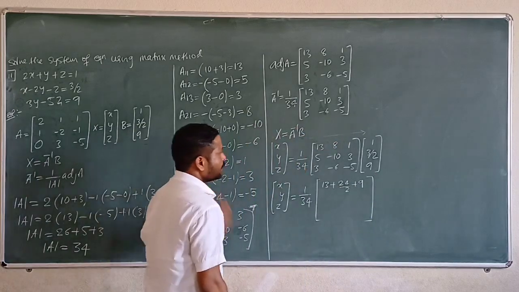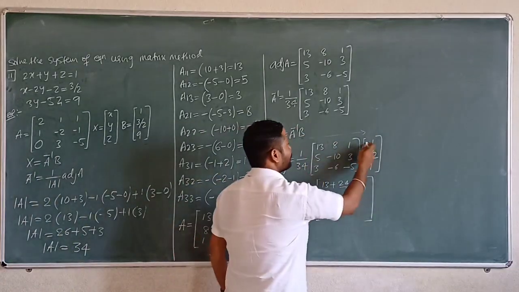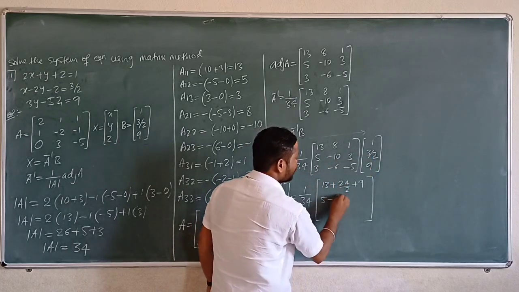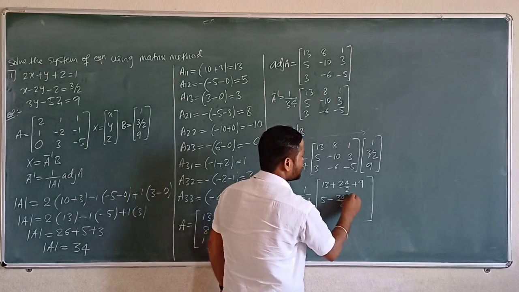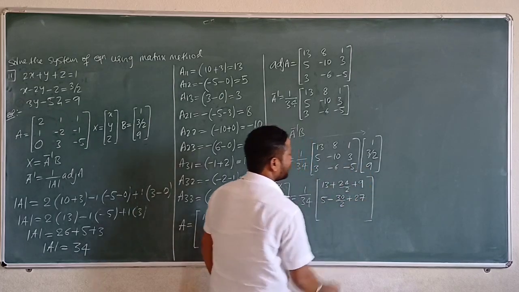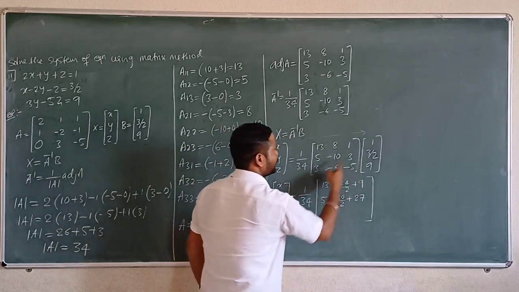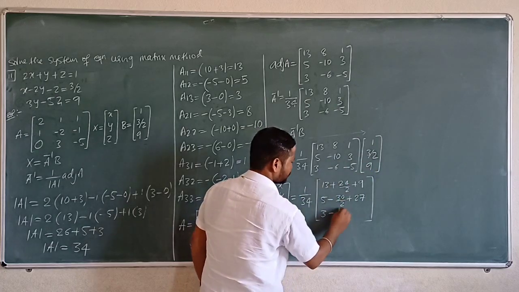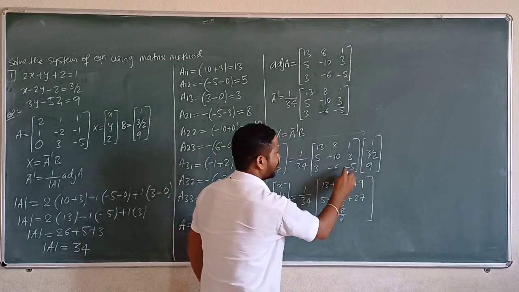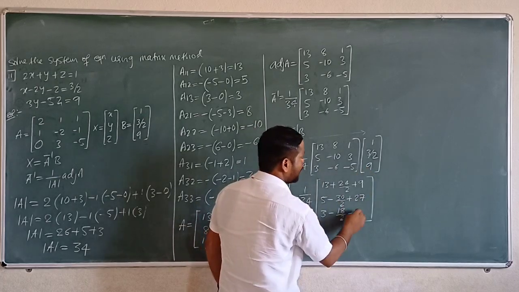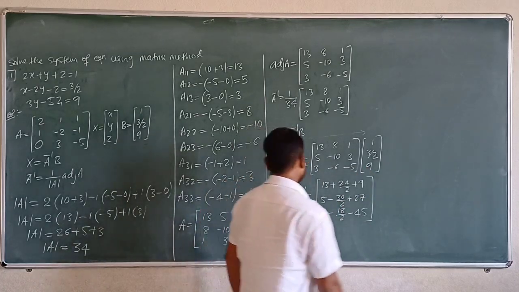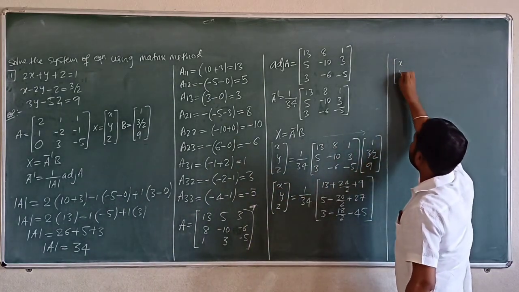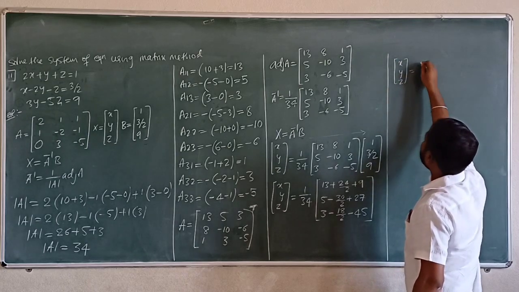Next, take the second row first column: 5 ones are 5, minus into plus minus, 10 threes are 30 divided by 2, next plus 3 nines are 27. Third row first column: 3 ones are 3, minus into plus minus, 6 threes are 18 divided by 2, and minus into plus minus, 5 nines are 45. Then X, Y, Z is equal to 1 divided by 34.